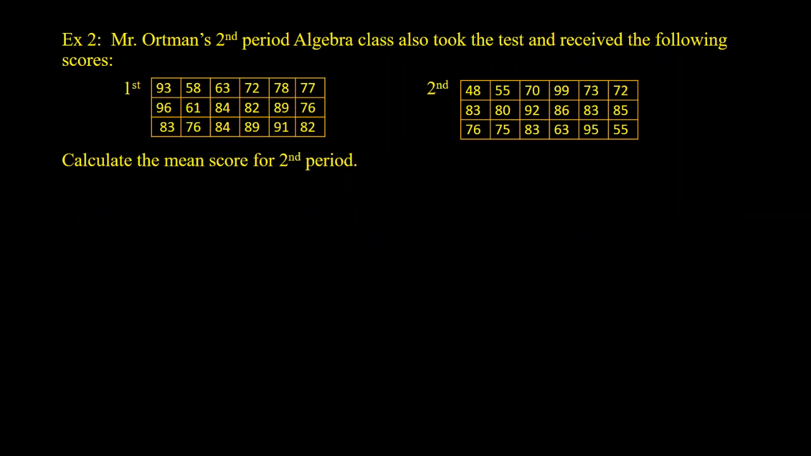Calculate the mean score for second period. Hopefully this is pretty easy for us. To calculate a mean, we just add all of the data points together and divide by the total number of points. So we're going to add all those together and divide by 18.